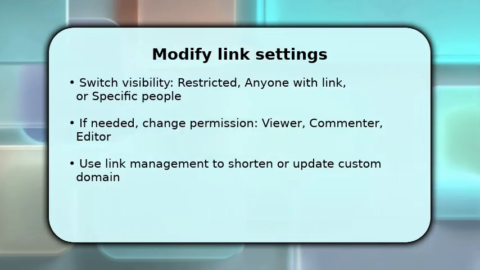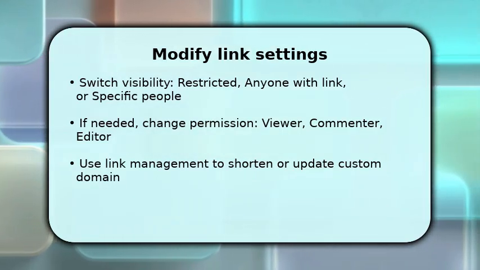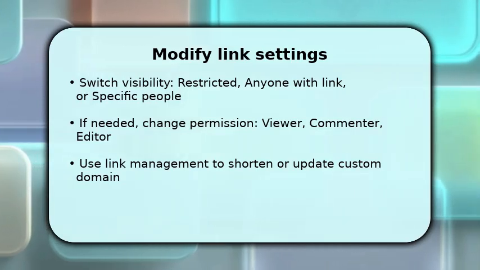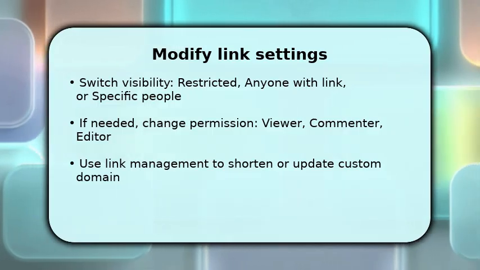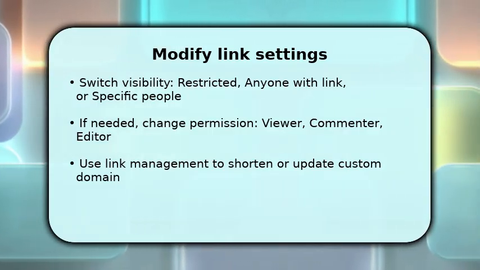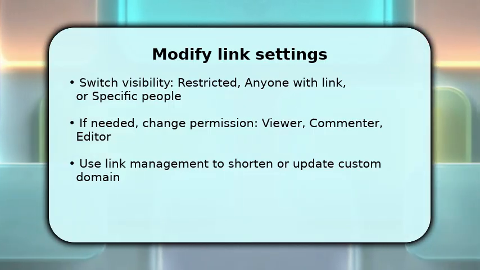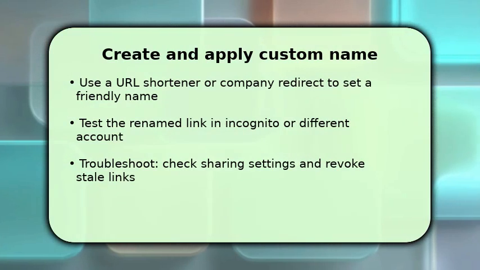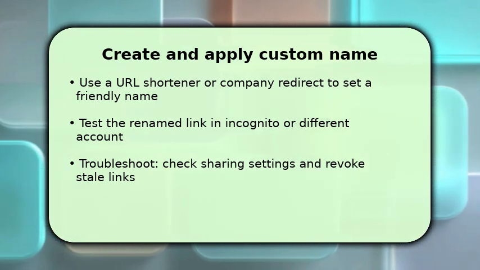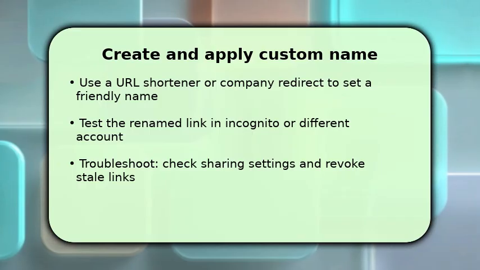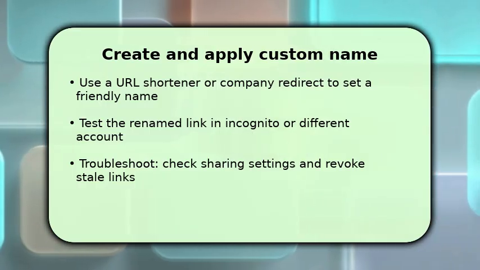If you use a link shortener or custom domain in your organization, update that here. Renaming works best when the destination permissions are correct. After adjusting, to present a renamed or friendly link, use a URL shortener, workspace redirect, or your organization's custom domain to map the Google Sheets URL to a readable name. Enter the final copied link as the target, choose a short alias, and save.